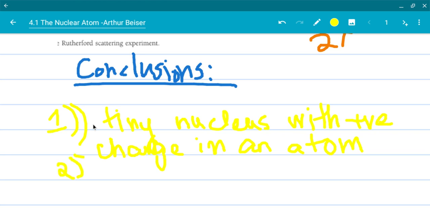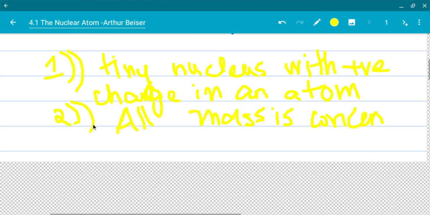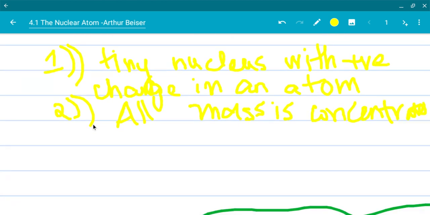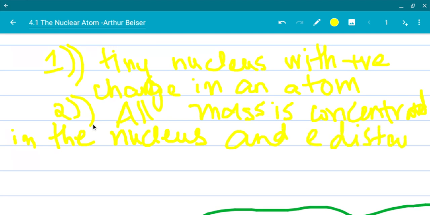The second conclusion that they made was that all mass is concentrated in the nucleus and electrons are some distance away. We can say that the nucleus is very dense. The third was that most of the atom is an empty space.